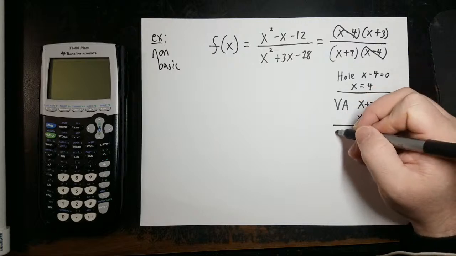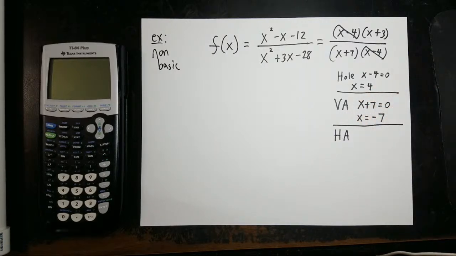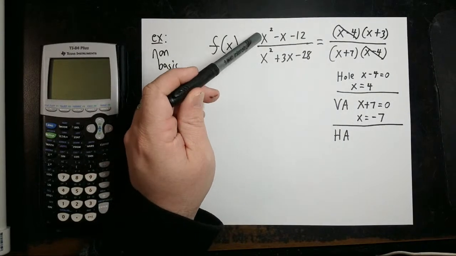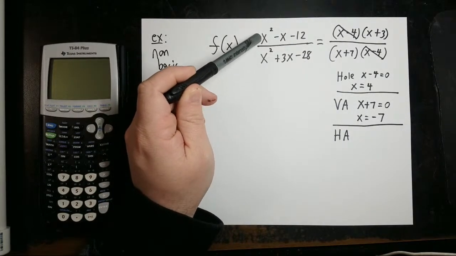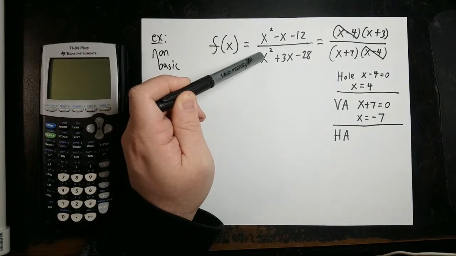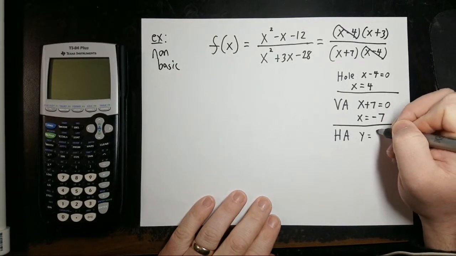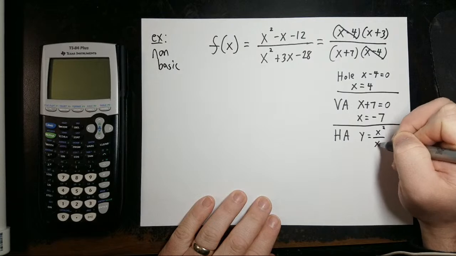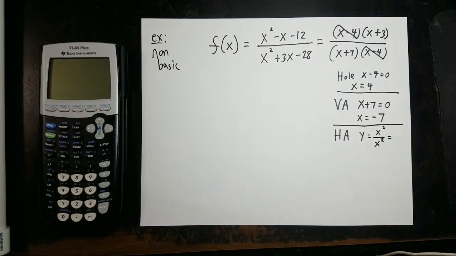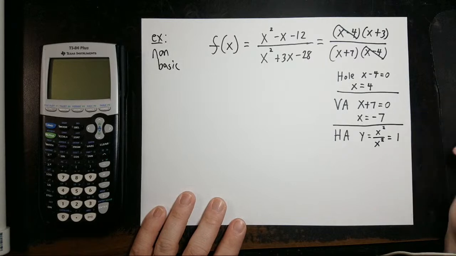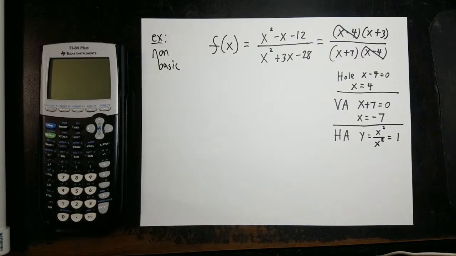Anyway, horizontal asymptote. For this particular problem, for the non-basic problem, you're going to have to take the leading term from the top and bottom of the fraction and set them up in a little fraction and simplify. X squared over x squared just simplifies to positive 1. Because of that, you have a horizontal asymptote at y equals 1.